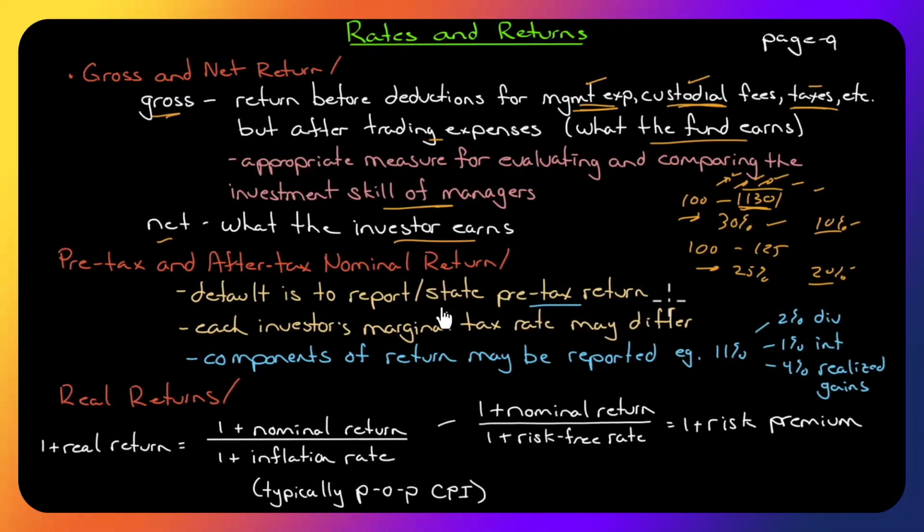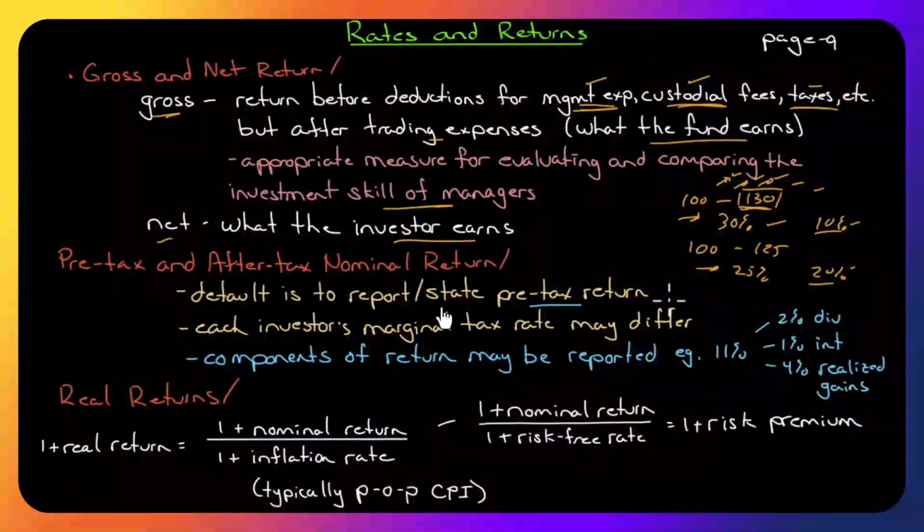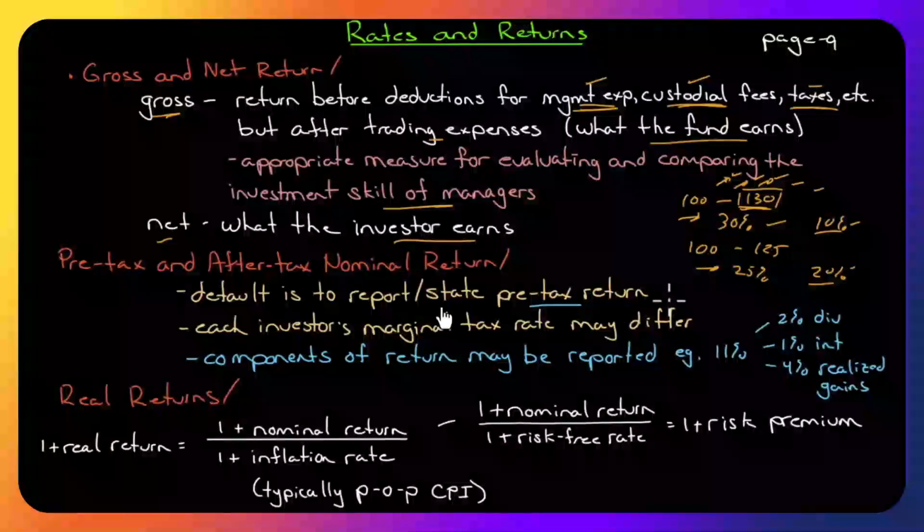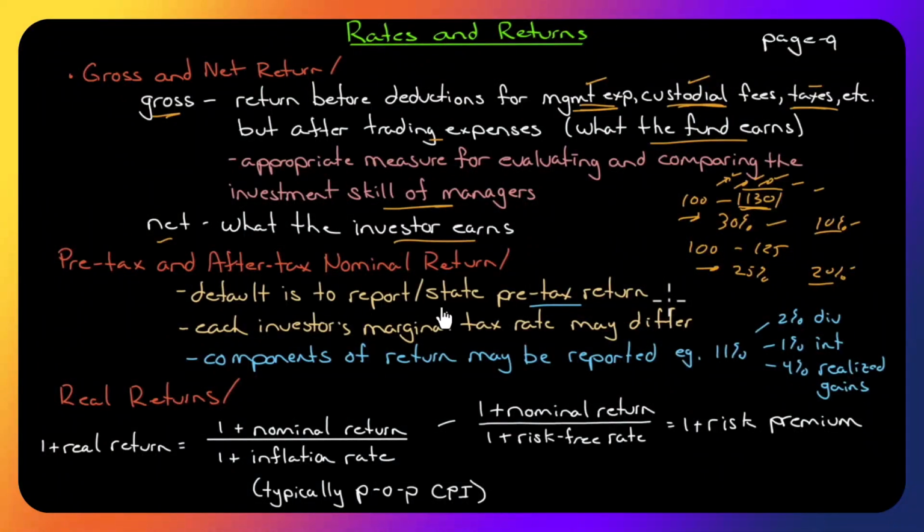If you and I were investors in a fund, the fund would not state the after-tax return because my tax rate is very different than your tax rate. And if you have 100 people in the fund, you might have 30 different tax rates going on, so that there is no one after-tax return that you can state, because everybody's tax rate is different, right? Each investor's marginal tax rate may differ.